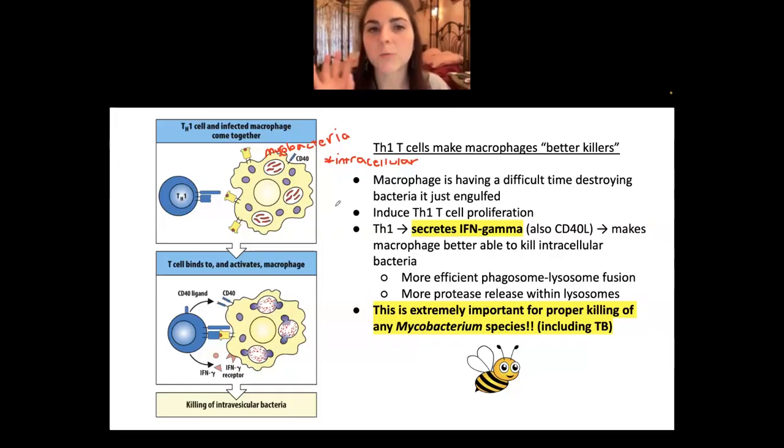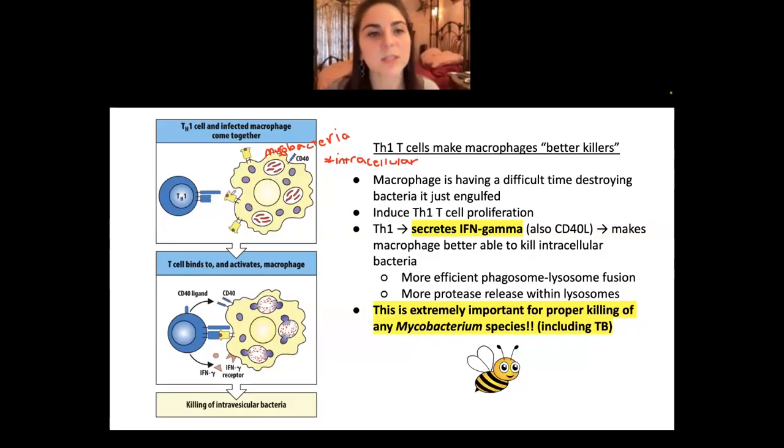But when we're talking about Th1, I really want you to think about macrophages against mycobacteria. And there is an immunodeficiency with this, and we'll talk about that. But basically, here's mycobacteria. It's really good at living within macrophages. So the macrophage engulfed it, and now it can't kill it. It's having a really difficult time. So what it's going to do, it's an antigen-presenting cell, right? It's going to be like, shoot, I can't do it. I need help. I need a Th1 cell.